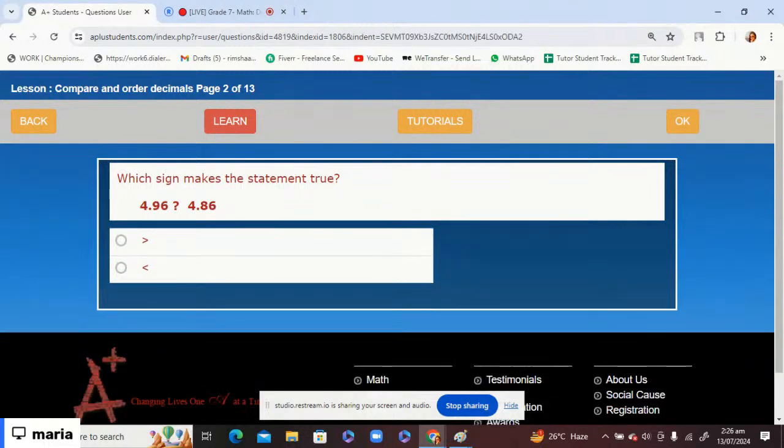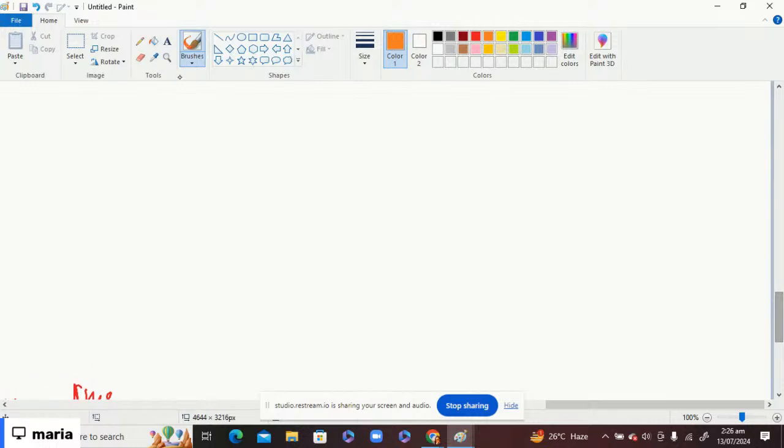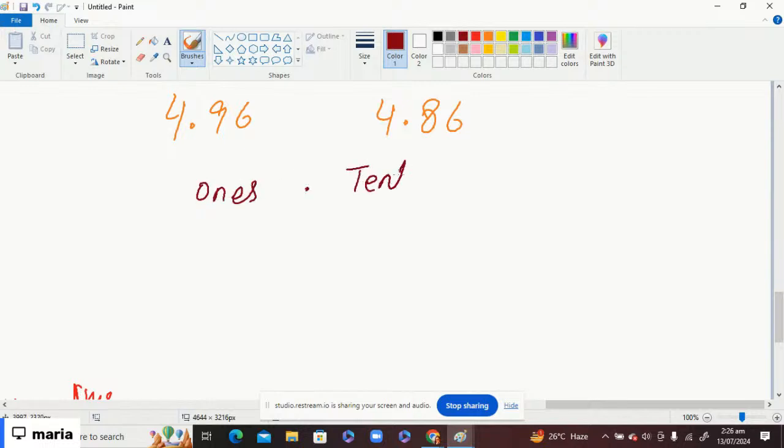Understand? Now let's do which sign makes the statement true. 4.96 and 4.86. Let's solve 4.96 and 4.86. So ones, tenths, hundredths. It's 4.96 and 4.86.